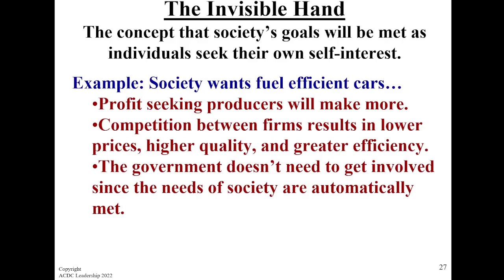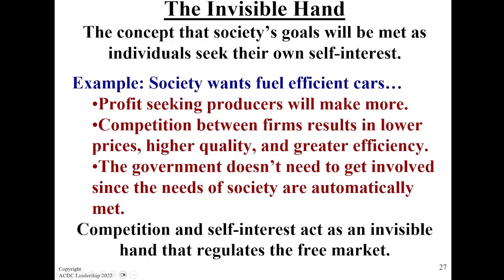Speed, essentially. So competition and self-interest act as an invisible hand which regulates the free market. So consumers don't have to worry about prices, they don't have to worry about the quality, and they don't have to worry about the efficiency of markets. This is what the invisible hand is.